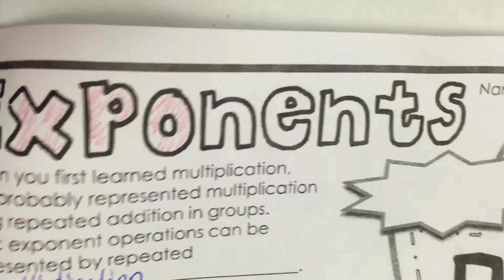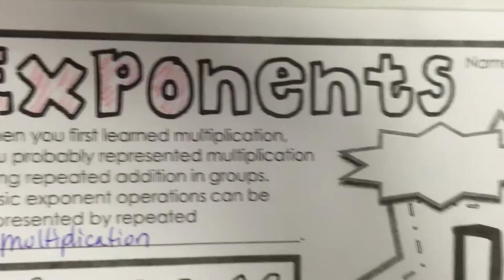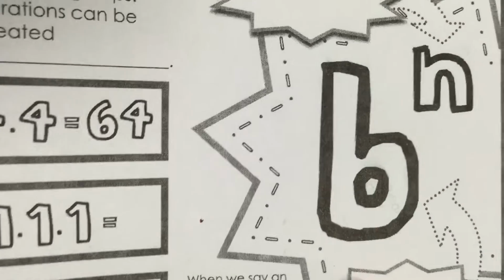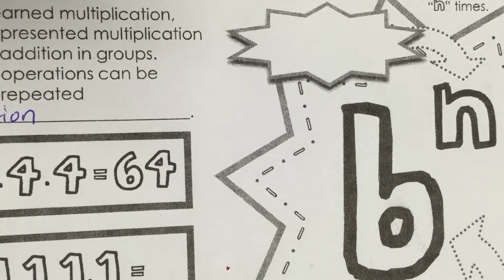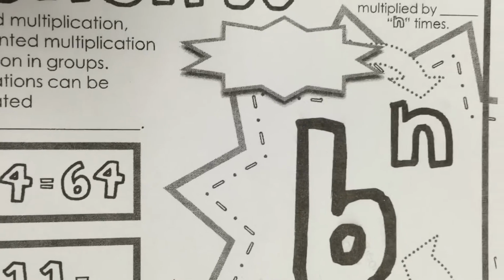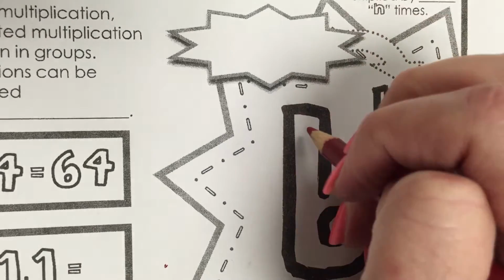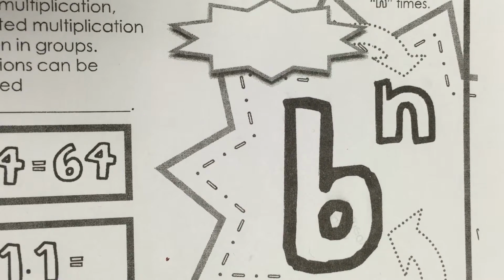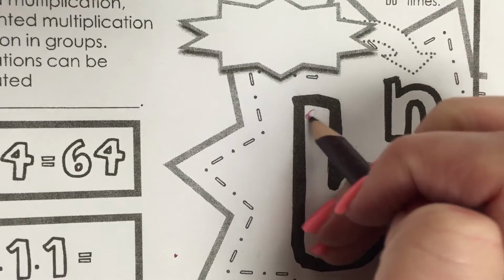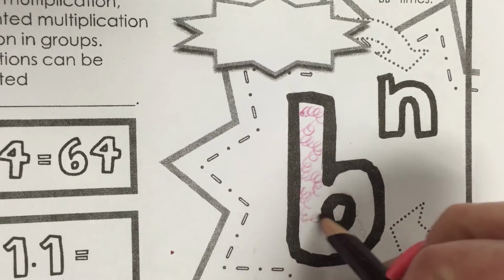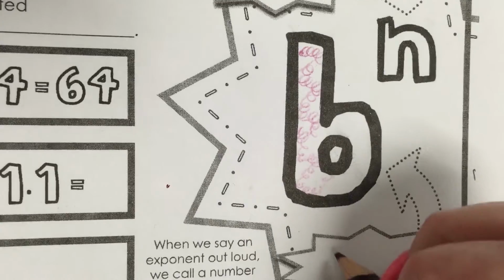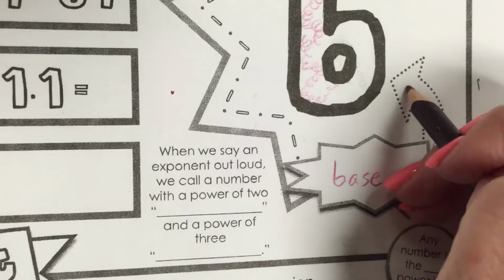Now, in an exponent, there are parts, and those parts have names. So here is an example. They're letters. Don't let letters fool you. Letters just represent numbers. We call them variables, and we will talk more about those as we develop our skills in math. So this little b here is representing the base. So the base is represented right here by the b.